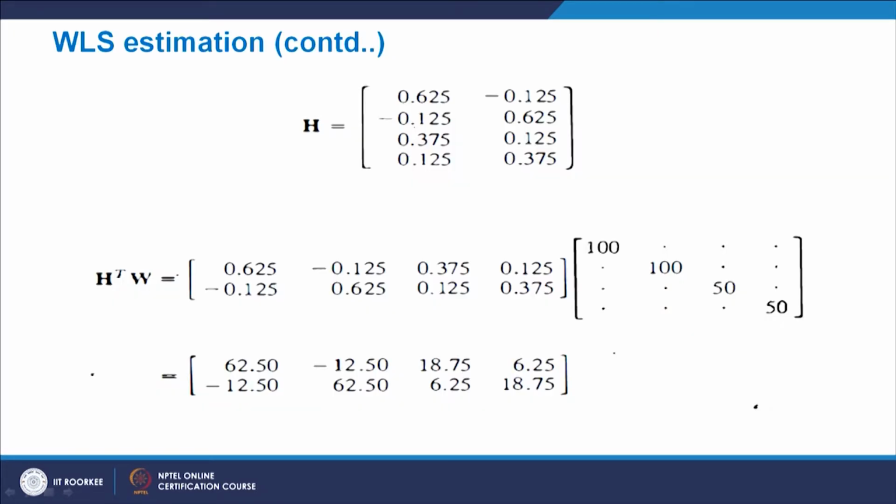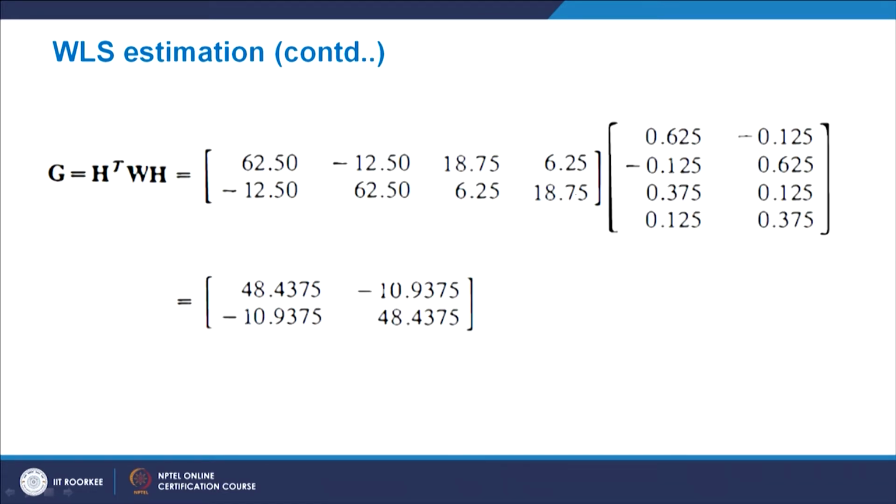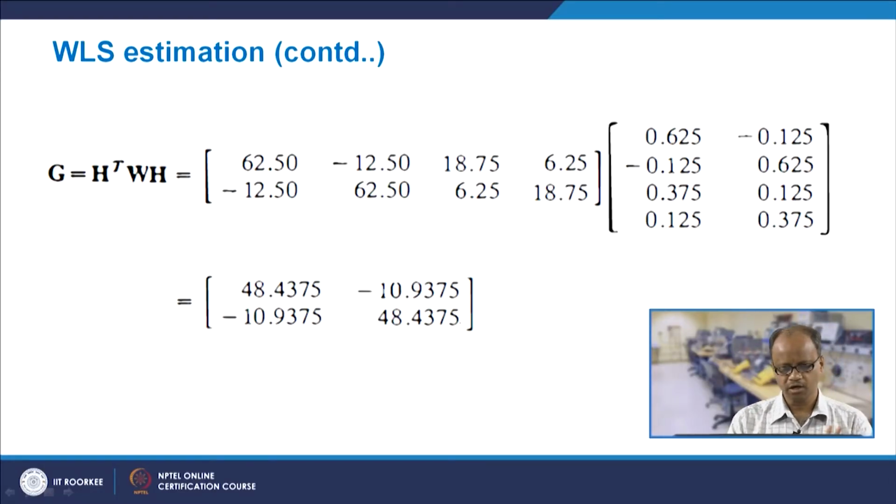Now we have this H matrix, so we compute H transpose W. After we do this, we calculate the G matrix, which is the gain matrix. The G matrix is H transpose W into H. We have already got H transpose W, and into H, we get this. It is a 2 cross 2 matrix.